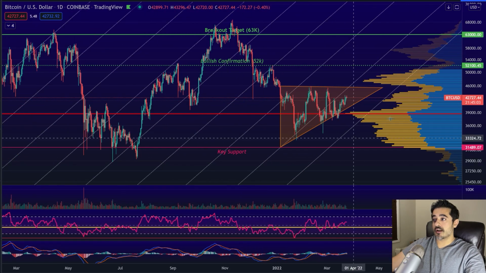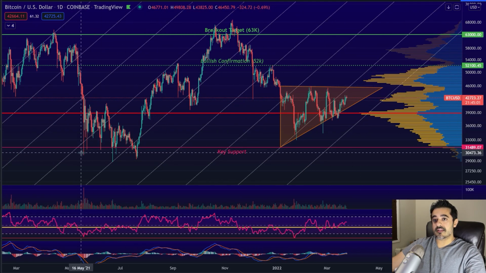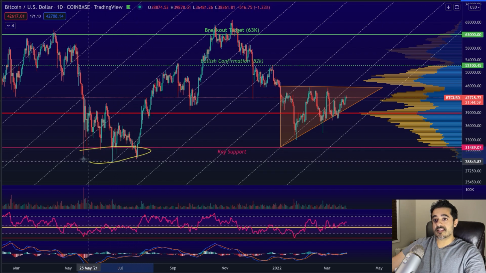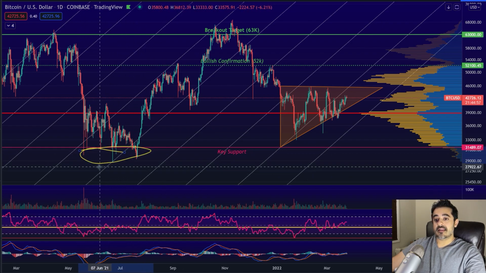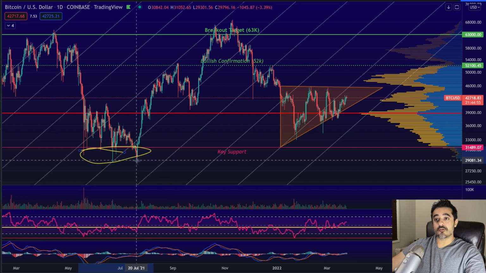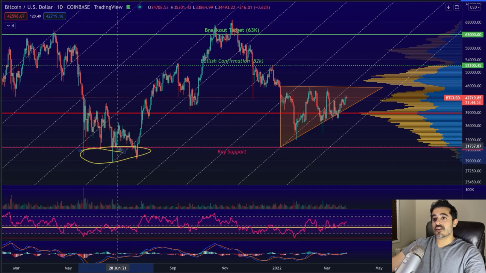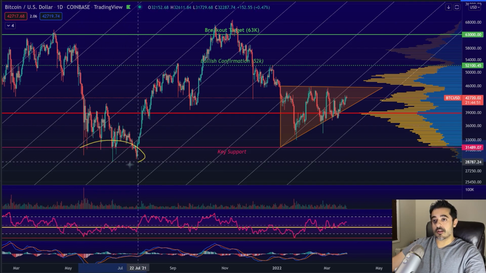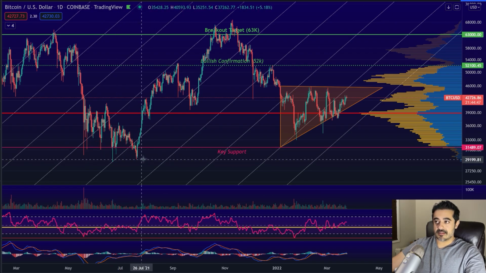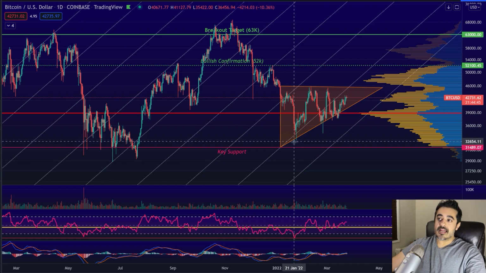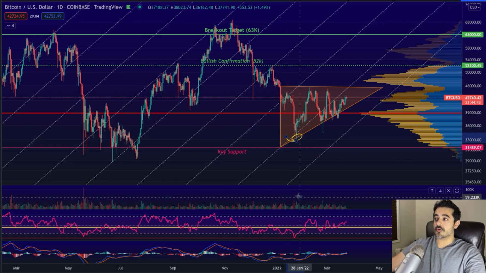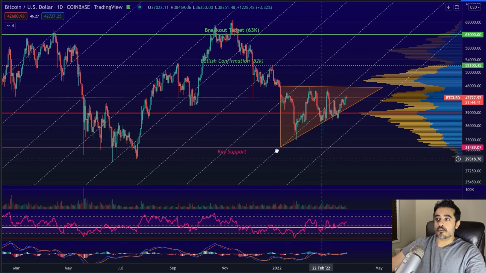And this key support, basically, if you zoom out, these are where we had the wicks in that prior drop in May through July of 2021. So that is our key support. We do not want to lose this. If we lose this, then definitely 25K is a possibility, but 25K actually becomes possible as soon as we lose 33K.